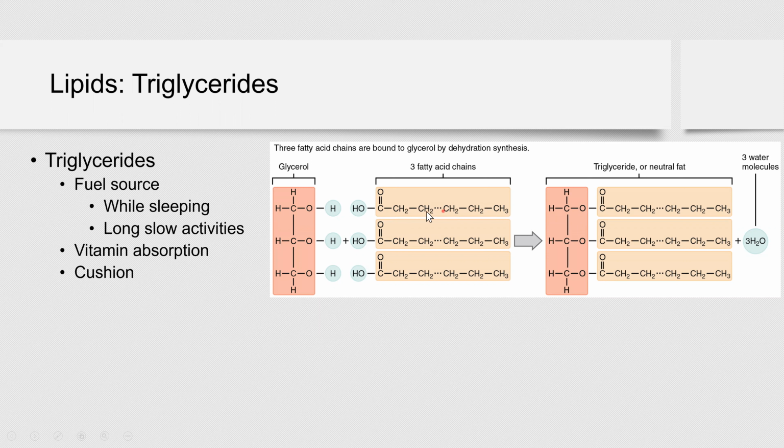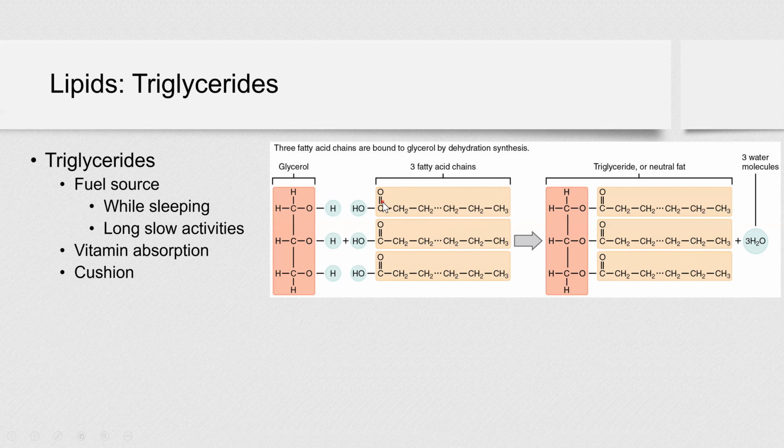So this fatty acid has a very small amount of oxygen. This carbon is attached to two other carbons and two hydrogens. This is also carbon and hydrogen. These three dots show you that the chain is way longer. We just don't want to draw the whole chain here, but it's a lot of carbon, hydrogen, carbon, hydrogen, carbon, hydrogen, and just a small amount of oxygen.